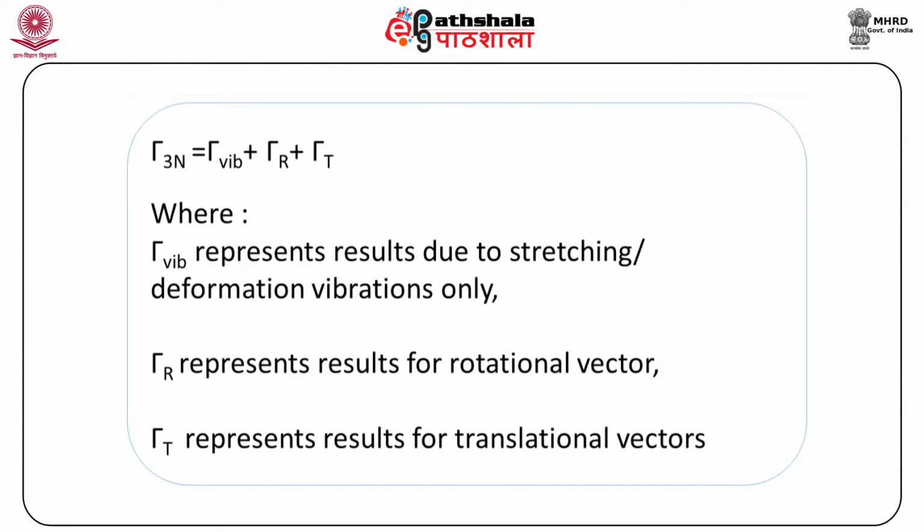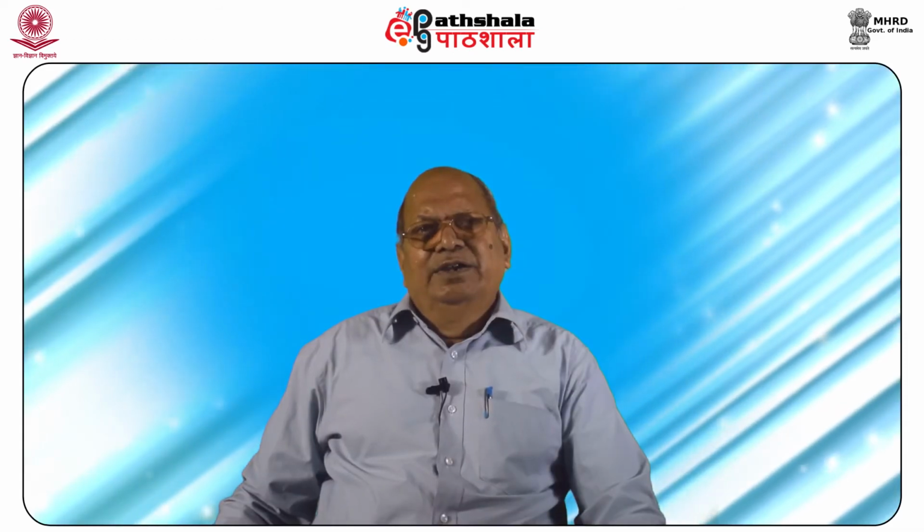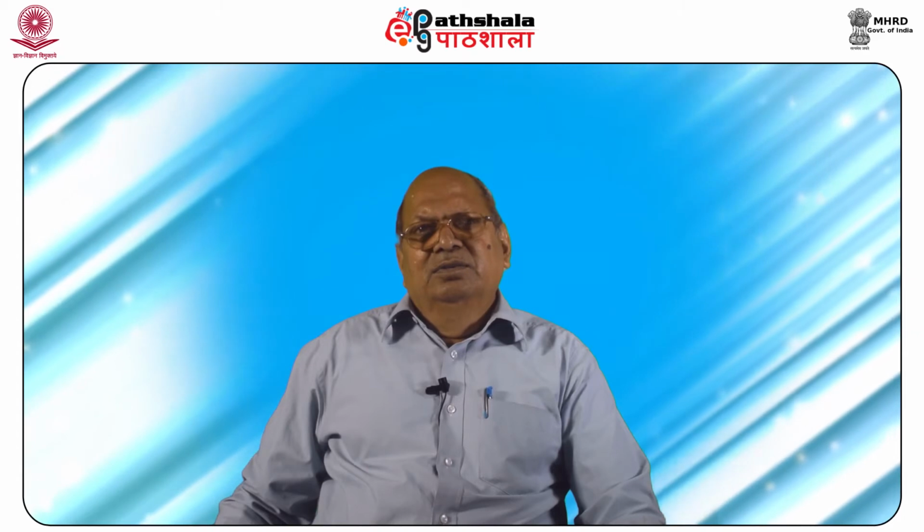Tau 3n therefore is equal to tau vibration plus tau r plus tau t, where tau vibration represents results due to stretching and deformation angle only. Tau r represents results for rotational vectors and tau t represents results for translational vectors. In order to get pure tau vibration, we have to subtract the sum of tau r plus tau t from tau 3n. Therefore, tau vibration is equal to tau 3n minus the sum of tau r plus tau t, or tau vibration is equal to tau 3n minus tau r minus tau t. How to find out the sum of tau r plus tau t?